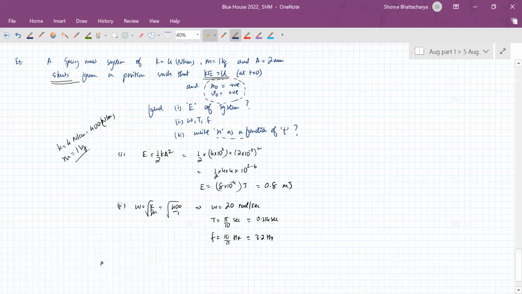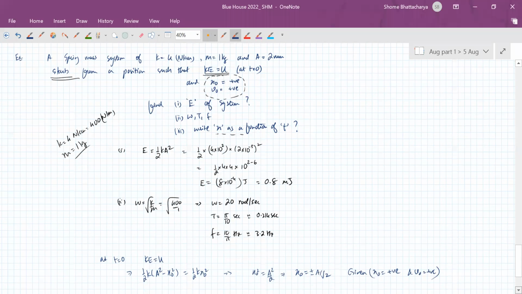Okay, so at t equal to 0, kinetic energy is equal to potential energy. That means half k (A square minus x naught square) is equal to half k x naught square. So x naught square is equal to A square by 2. So x naught in general is plus minus A by root 2. But here it is also given that x naught is positive and v naught is positive. So that will explain what will happen.